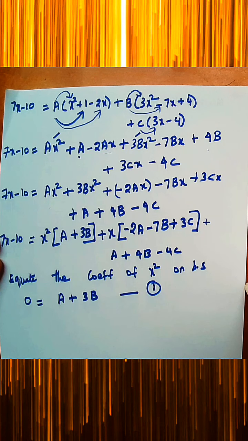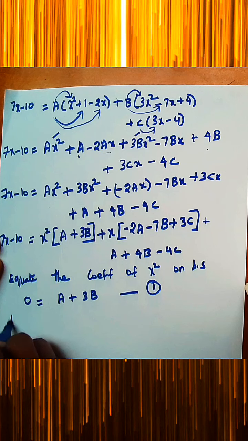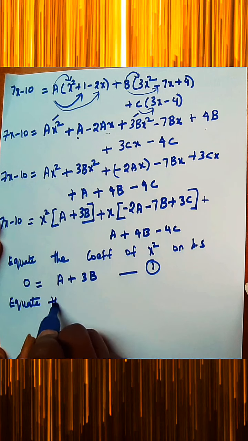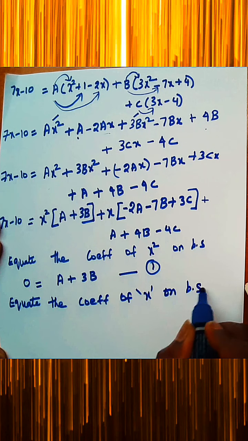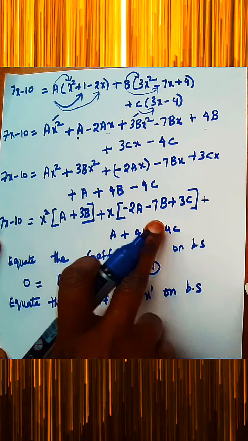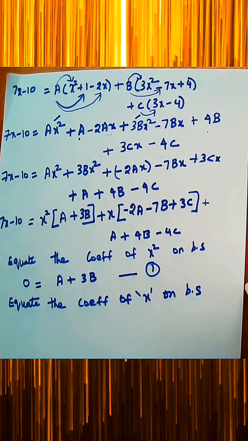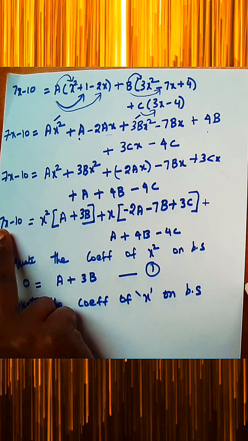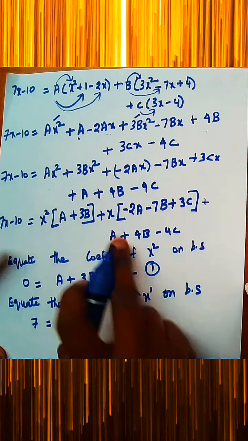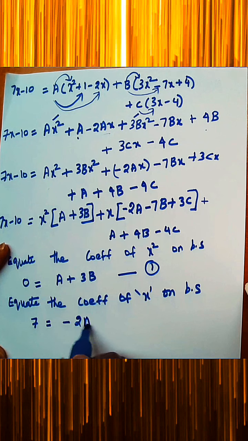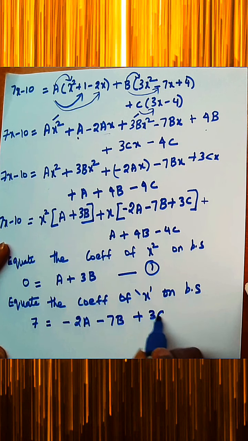Okay, understood students? Next we have to equate the coefficient of x on both the sides. On the left hand side, do you have an x term? Yes, it is 7x. So we need only the coefficient, the term present next to x is 7. 7 is equal to, on the right hand side what you have? Coefficient of x is minus 2a minus 7b plus 3c. Take this as equation 2.